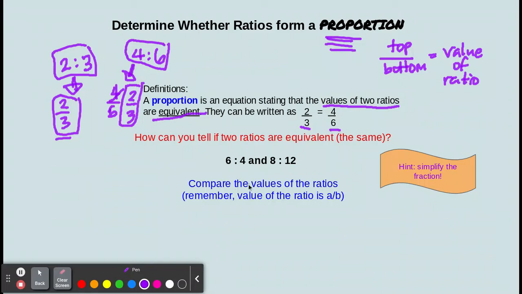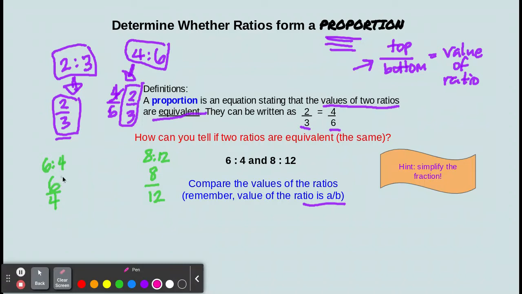Okay, so let's look. How can we tell if two ratios are the same? Well, we compare the values of the ratios. Remember, A over B, top over bottom. Okay, so let's try 6 to 4. That's the same as 6 over 4. And then 8 to 12 is the same as 8 over 12, right? That's the value. So now we need to simplify. Our most favorite thing in the world to do is to simplify fractions. So we're going to do that again.